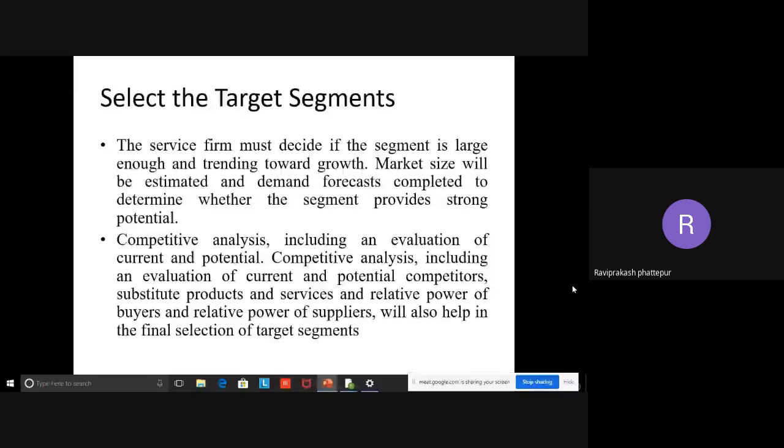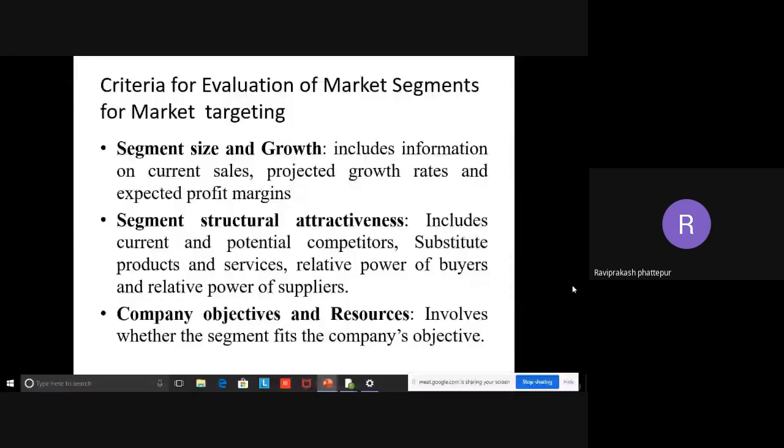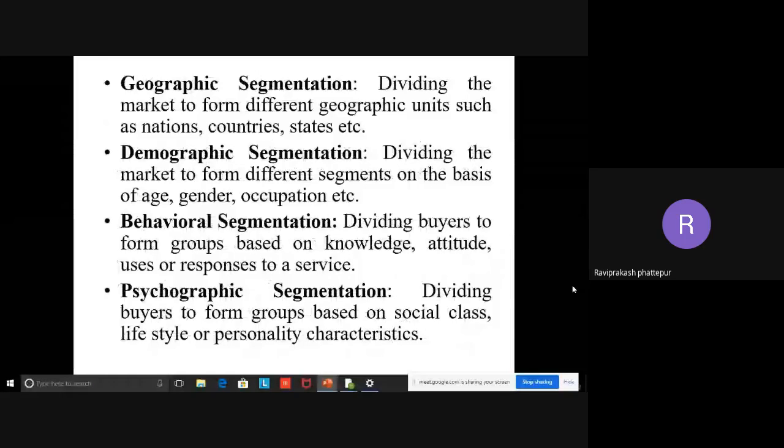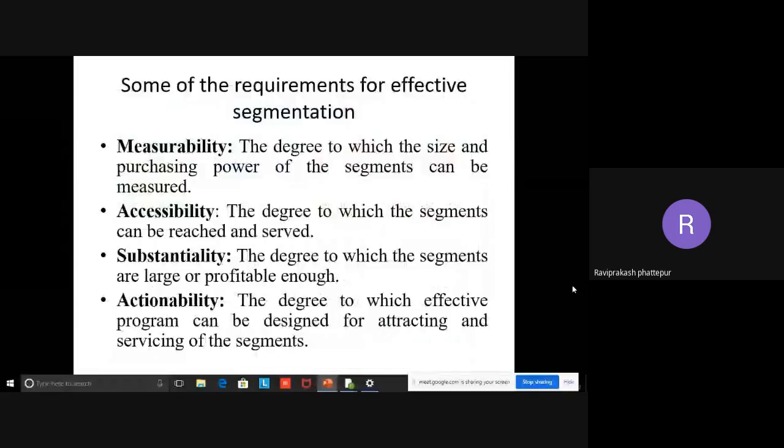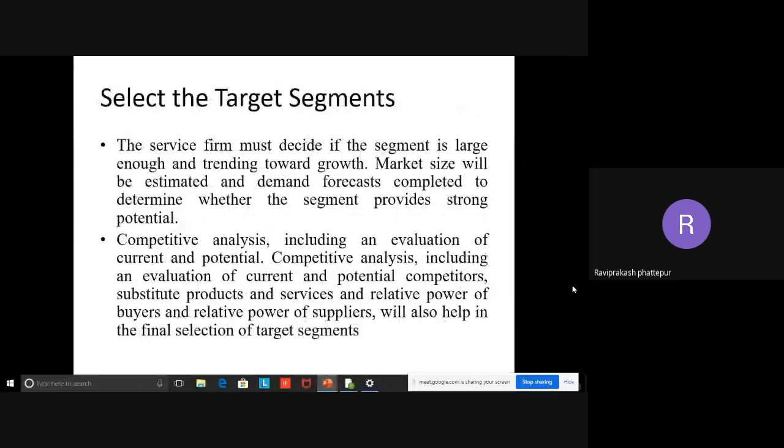Different processes. So what are they? We'll go back. We'll just see. So what we saw, steps in market segmentation and targeting of the services. First, identify the basis for segmenting the market, then develop profiles of the resulting segments, develop measures of segment attractiveness, select the target segments and ensure the segments are compatible with each other. That's all. These are some points you need to very much take into consideration before segmenting and targeting.